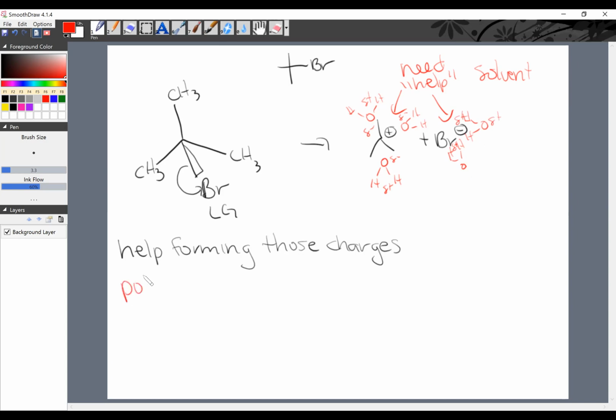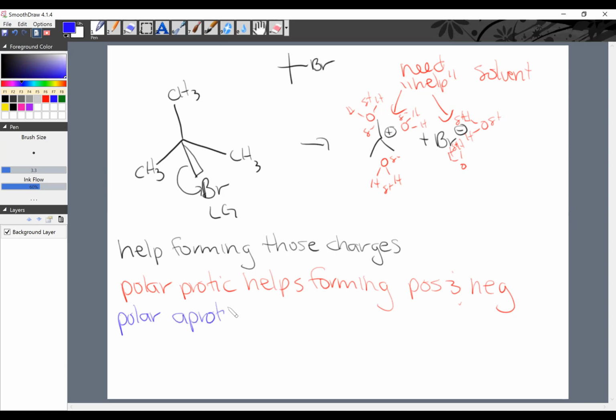So, polar protic helps forming positive and negative species. Okay, so I like that. It's going to help both. But what happens if I don't use polar protic? Polar aprotic can only help the positive. So erase all my little waters.